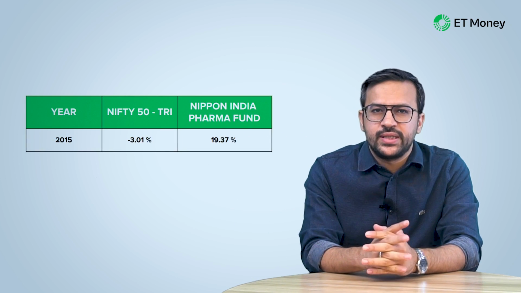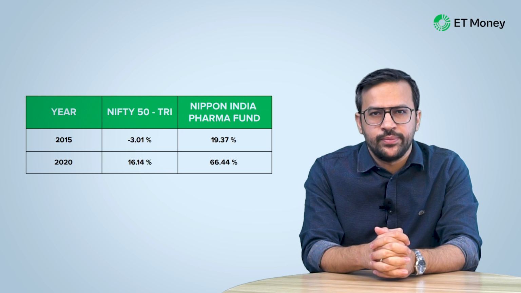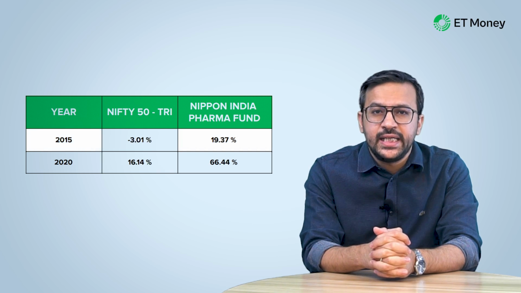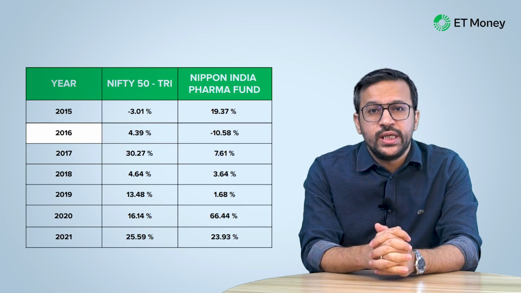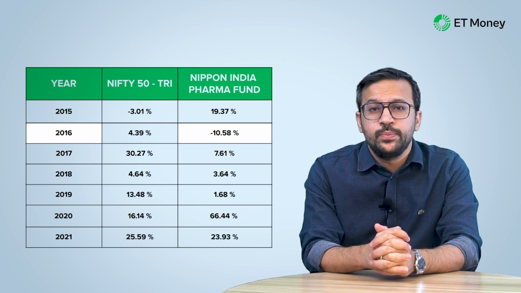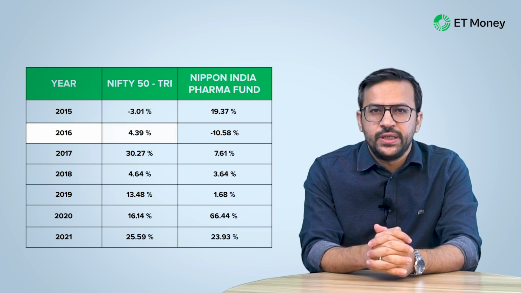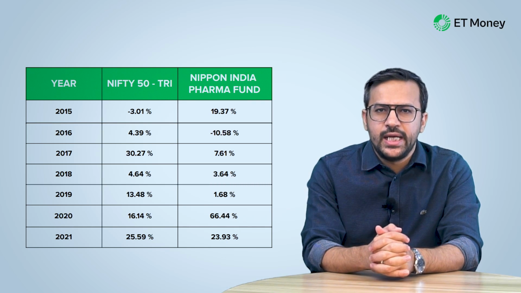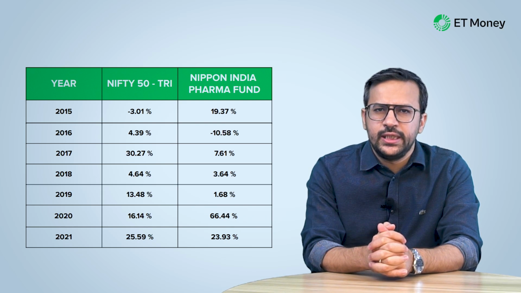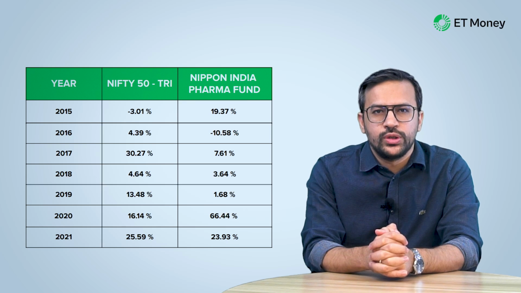Pharma was the best performing sector in 2015 and 2020. Nippon India Pharma Fund had 19% returns in 2015. Nifty 50 TRI delivered -3%. But in 2016, Nippon India Pharma Fund's returns fell to 10.58%. Nifty 50 TRI, on the other hand, was up 4%. You can look at the comparative returns between Nippon India Pharma Fund and Nifty 50 TRI from 2015 onwards. Do you see the volatility in returns? It rises much more than Nifty 50, but also falls much more.